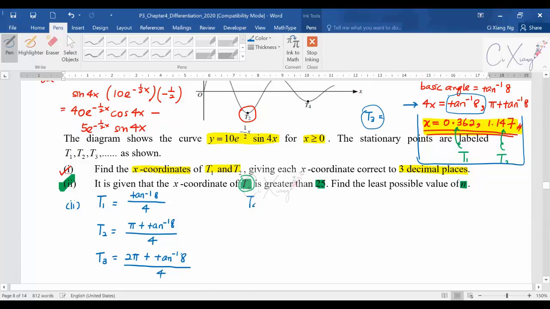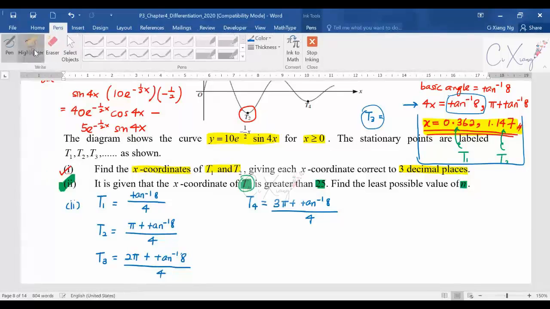Okay, how about T4? So T4 is what? Is again this answer, the T2 answer plus 2 pi. That means plus one more round. Okay, so pi, 2 pi, you have 3 pi here. So 3 pi plus tangent inverse 8 divided by 4.